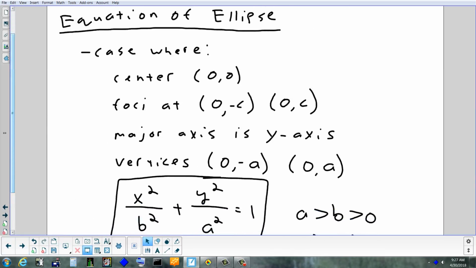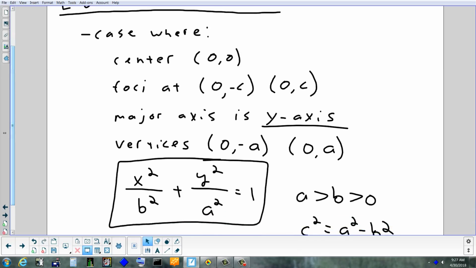But the difference is, remember the vertices and foci are along the major axis. Now the major axis is vertical. Okay, it goes up and down. So the only difference in the equation is A and B have switched places.